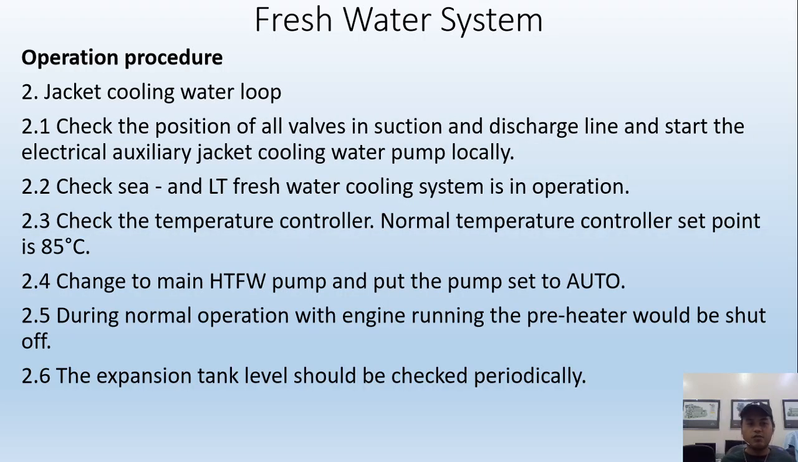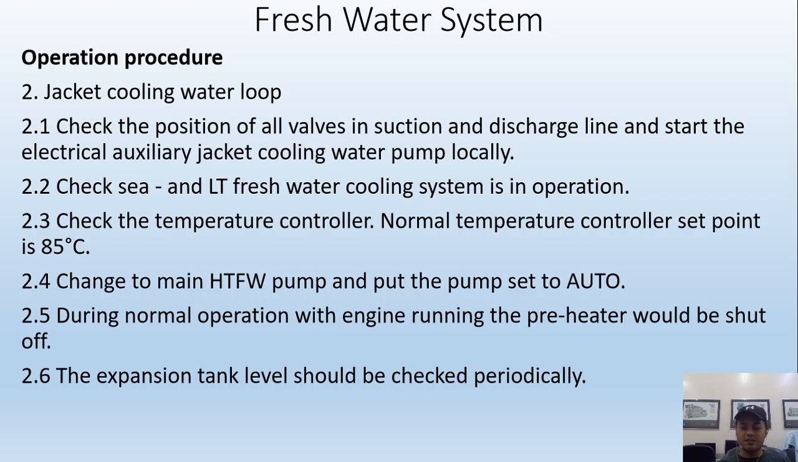Okay, the jacket cooling water loop. So jacket cooling, or the cooling of our liner in the main engine. Check the position of the ball valve in the suction and discharge line and start the electrical auxiliary jacket cooling water pump locally. Check that the sea water and LT freshwater cooling system are in operation. Our seawater system must be running, and our LT freshwater cooling system must be running. Okay? Check the temperature controller. Normal temperature controller set point is 85 degrees Celsius. So on the high temperature side, 85 degrees Celsius is our set point.